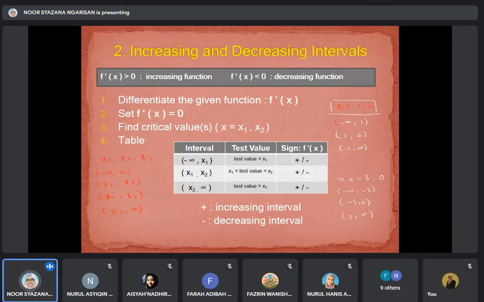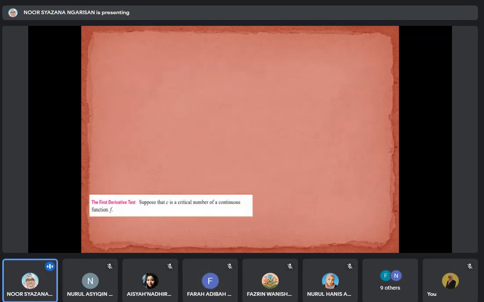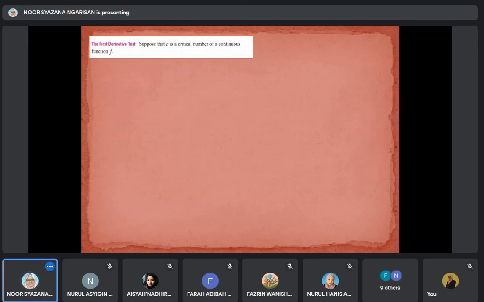Alright, any question for increasing and decreasing interval? No, madam. No. Okay, let's continue. The third one. Oh no, not yet. Okay, kita tengok more explanation. Okay, the first derivative test. Suppose that C is a critical number of a continuous function f. Okay, kat sini dia guna C. Tadi kita guna X je. Okay, kat sini C. C is a critical number.